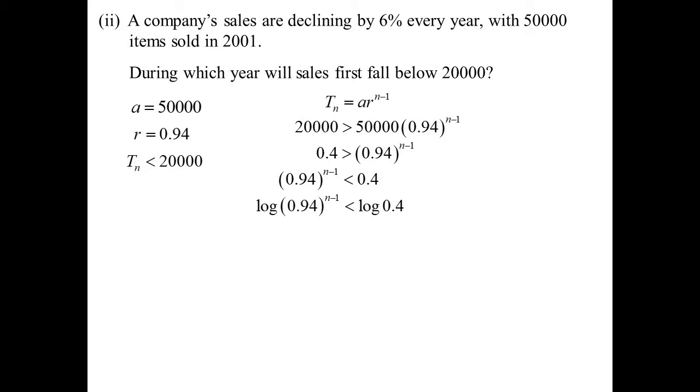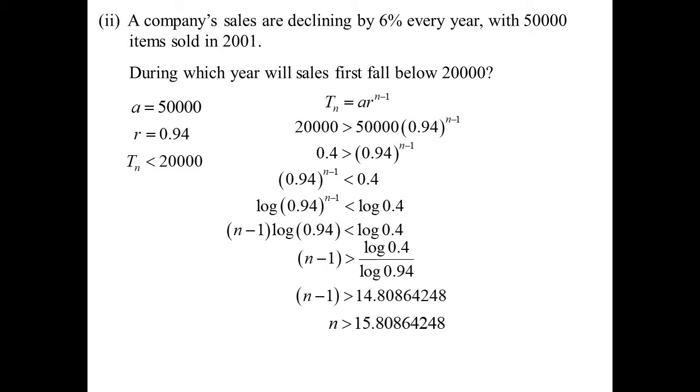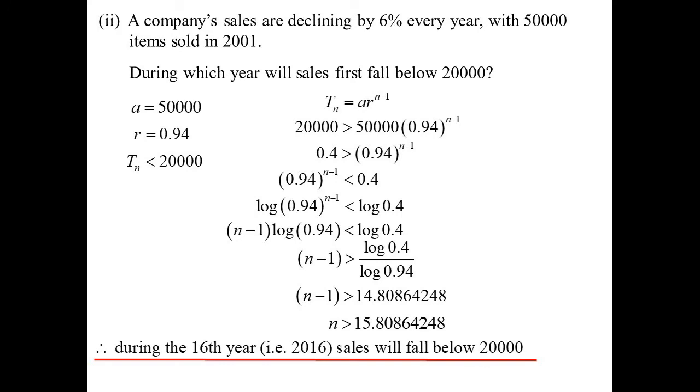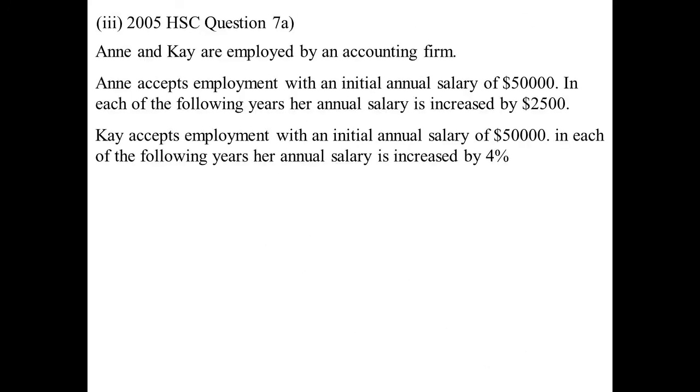Now, what do we have to watch out for here? Because I'm about to divide by log of 0.94. Yes, because it's a negative number. And if you change the sign... You change the sign. Very good. See, we've learnt some things. So n minus 1 is greater than 14.8, etc., etc. So we're looking for the first time n is bigger than 15.8. 16th year, 2016. All right, back to another HSC question.